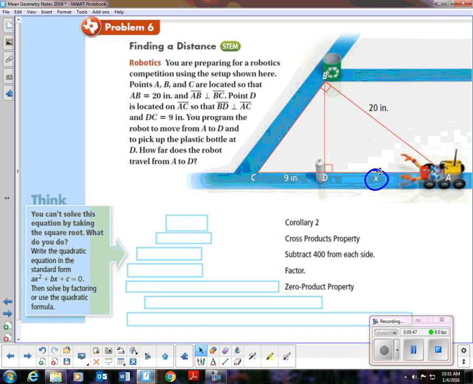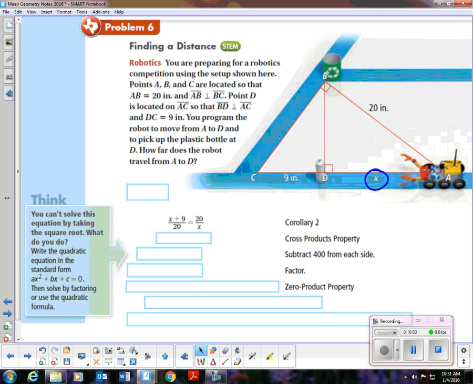But we do know that if you have a right angle here and you have a right triangle, that you have altitude to hypotenuse. You have a leg. You don't have the altitude, but you don't need that one. If you needed to find that, you could. You need this piece right here. So we're going to use the second corollary.